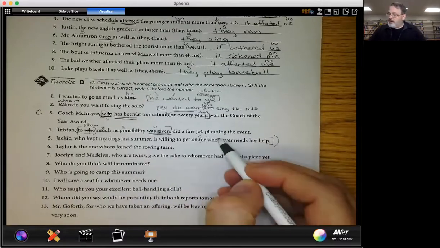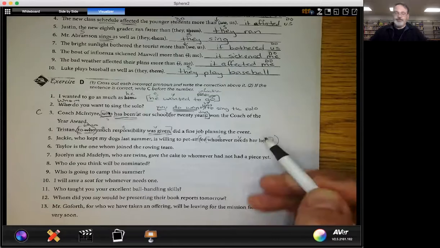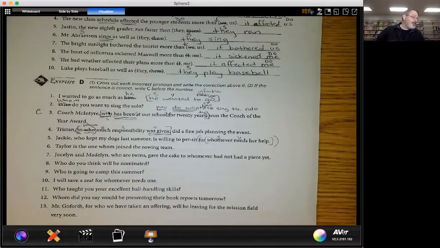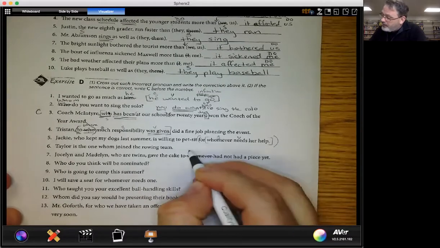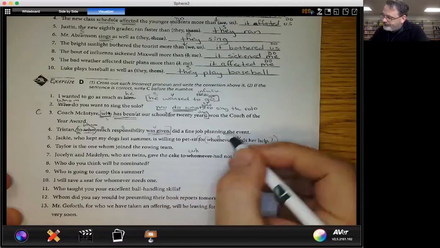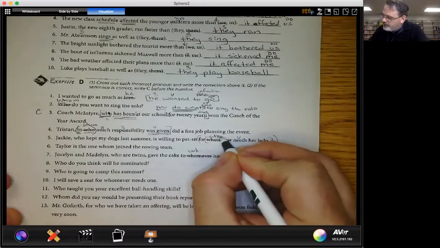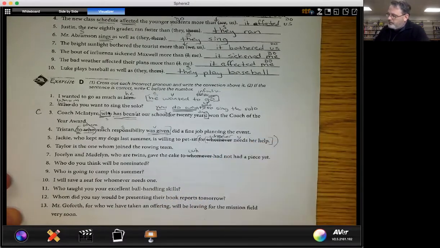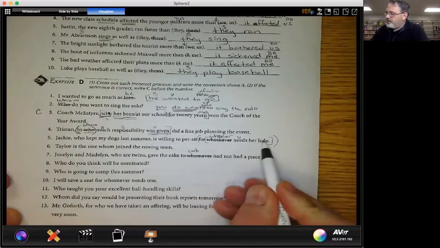Whomever then is the subject and needs is the verb. So this was a tough one. That needs to change to whoever. Oh, doggone it. Because this is the subject of that clause.